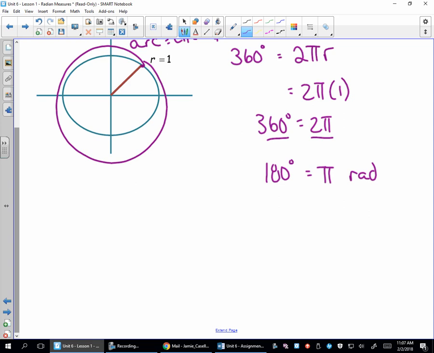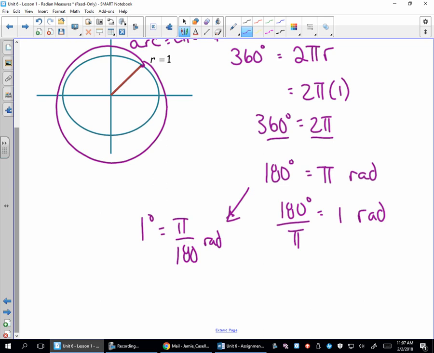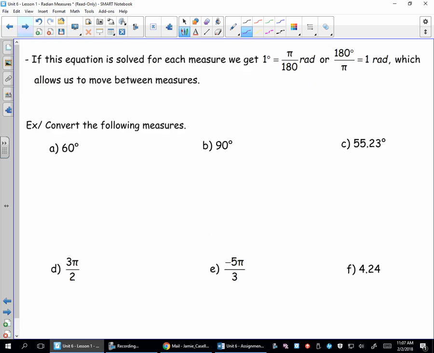And I could use that just a little bit further to say, okay, well, what's 1 radian? Well, 1 radian is equal to 180 over pi, just divide both sides by pi, or 1 degree is equal to pi over 180 radians. Okay, so it's actually pretty easy to convert from one to the other. You have these little formulas that come out of this relationship that pi radians is equal to 180 degrees.